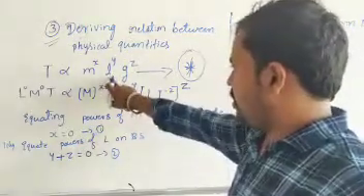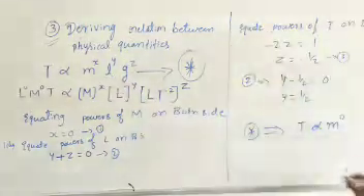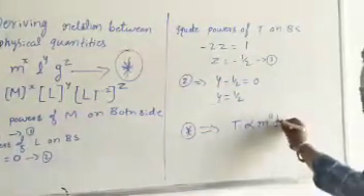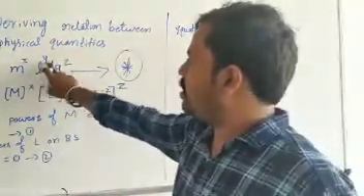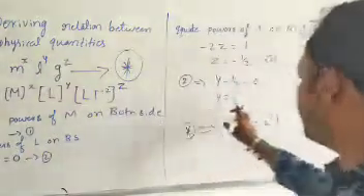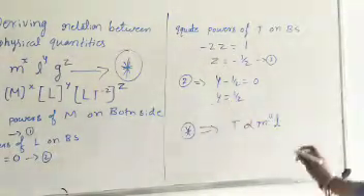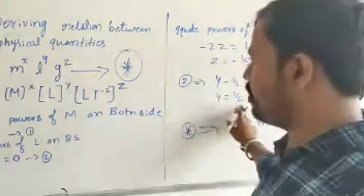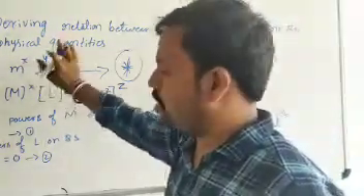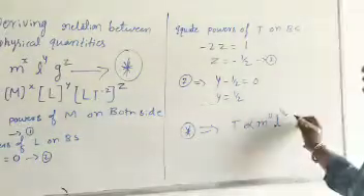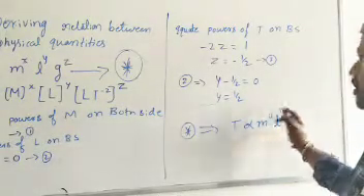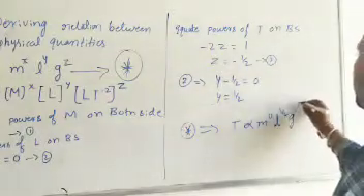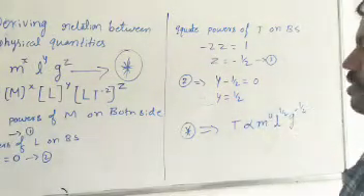Similarly, here we are having L. What is the power of L here? L power y. What is the value of y we have to find out? Y is equal to 1 by 2 we obtained. L power 1 by 2. So then g power z, the z value is minus 1 by 2.